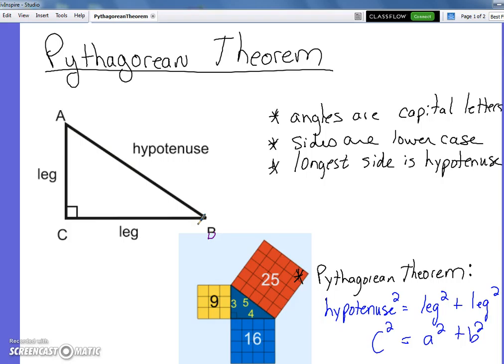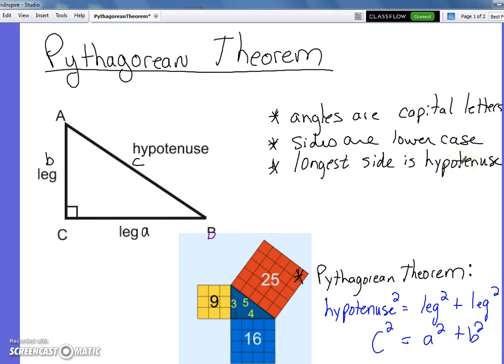So in this problem, if this is angle C, opposite of that is side c, lowercase. Here's angle B. Notice it's capital B. Opposite of that is side b. And here's angle A, and opposite of that is side a. Again, lowercase for sides. The longest side is called the hypotenuse.